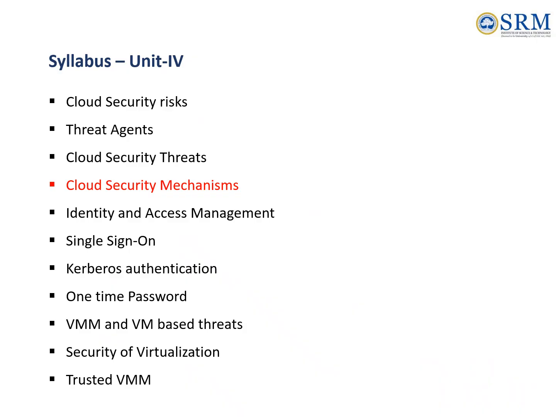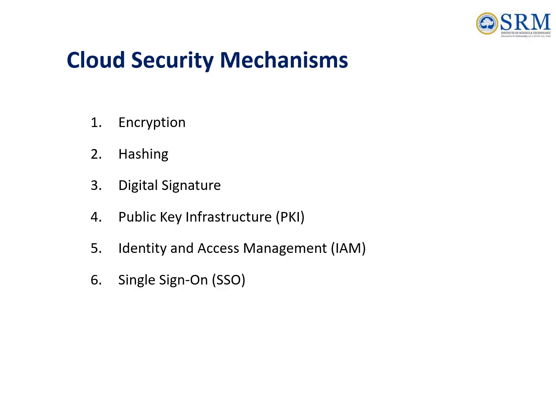After understanding different cloud security threats, let us move to the protection side, cloud security mechanisms. These mechanisms are the technologies and methods used to secure cloud systems and protect data from attacks. In this unit, we will discuss important security mechanisms such as encryption, hashing, digital signature, public key infrastructure, identity and access management, and single sign-on. In the next few slides, we will study each of these mechanisms in detail.